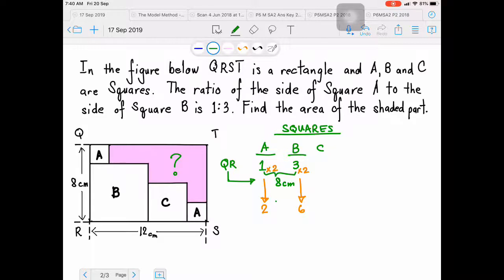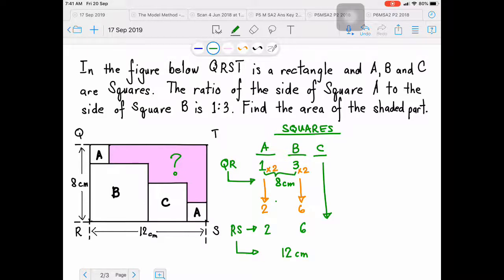Now let's look at side RS, which is there below. So we write RS. We now know that the side of square A is 2 cm. So we write down 2. The side of square B is 6 centimeters. And we are not sure of the side of square C. But we are certain that the length of RS is 12 centimeters. So we write down 12 centimeters. From there, we will be able to know the length of the side of square C.